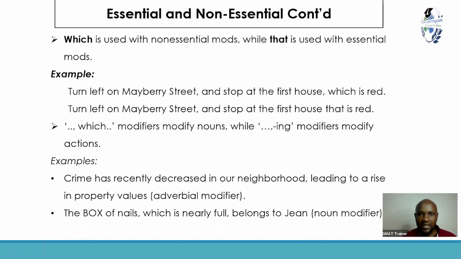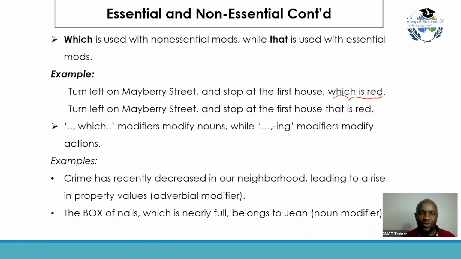So essentially what this modifier does, of course, the modifier is what is after the comma, and we said which is used for non-essential modifiers. And in all cases, non-essential modifiers are offset using commas. So turn left on Mayberry Street and stop at the first house, which is red. Essentially, you can rewrite this sentence and say, turn left on Mayberry Street and stop at the first house. That would give sufficient information to the recipient as to where they are supposed to stop, or that would give sufficient direction.